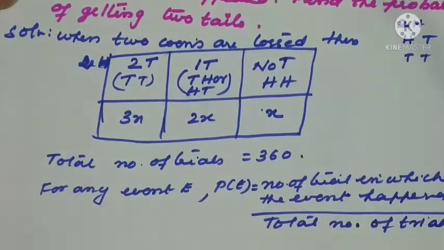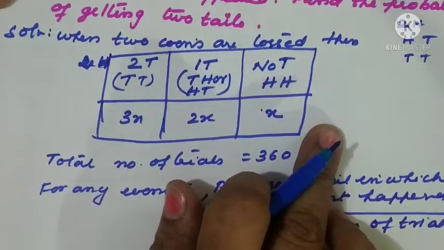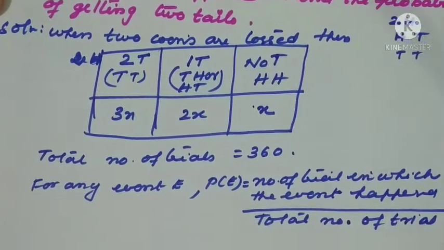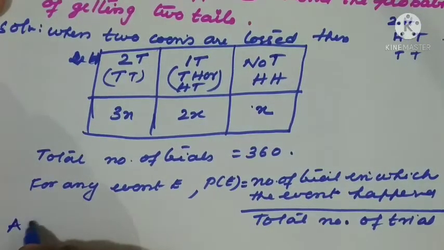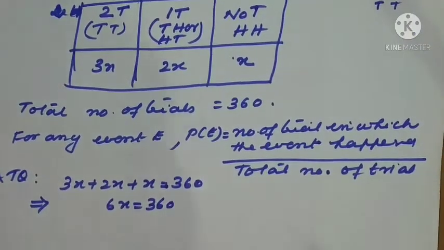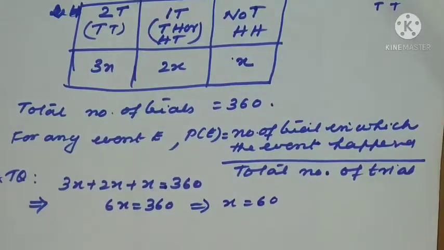This is the equation. Now what is given? That there is a connection, a relation is given. One is 3x, another one is 2x and x only. So according to the question, what we can write? 3x plus 2x plus x equal to 360. That means 6x equal to 360, implies x equal to 60, right?